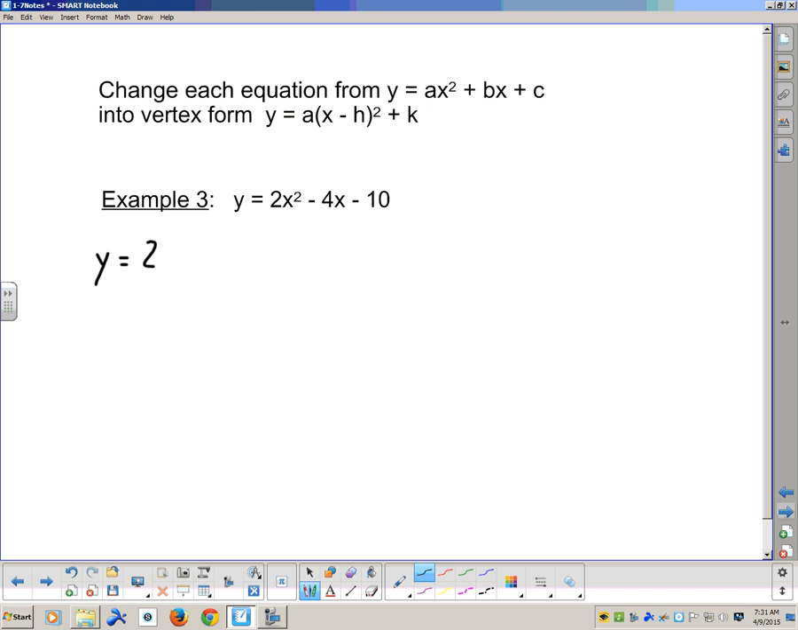Whatever is in front, you're going to pull it out and just pull it out of each of the terms. So if I take a 2 out of here, I'm left with x squared. If I take 2 out of there, I'm left with a minus 2x. If I take a 2 out of there, I'm left with a minus 5. So basically what I'm going to end up doing is working with this in here. So let's do that. y equals 2 times x squared minus 2x, and then I've got this minus 5 all the way over here.